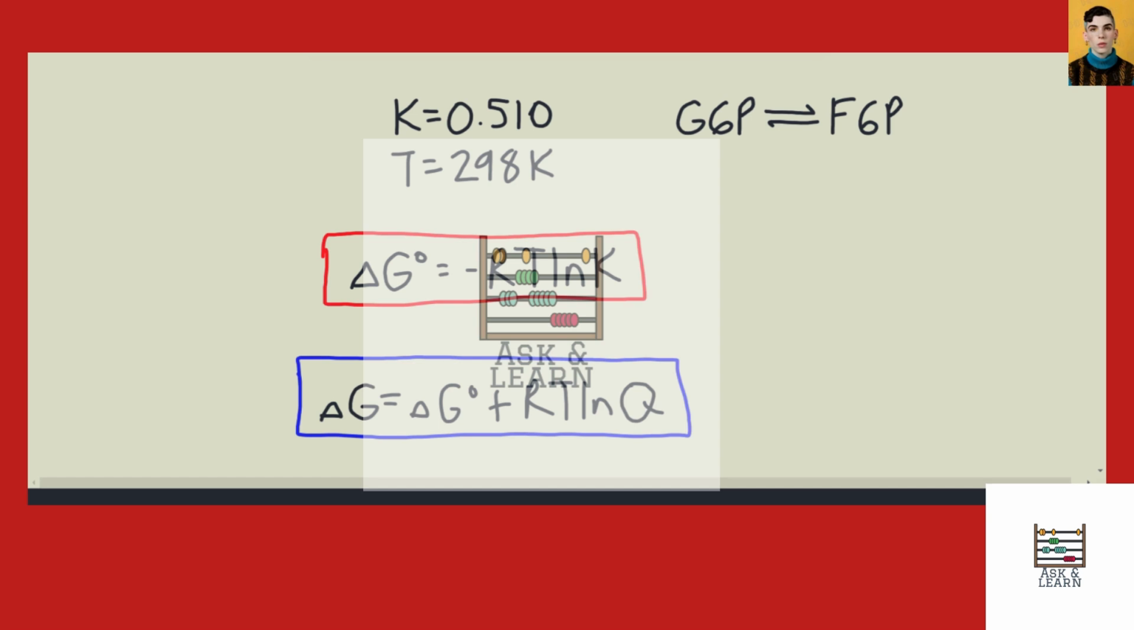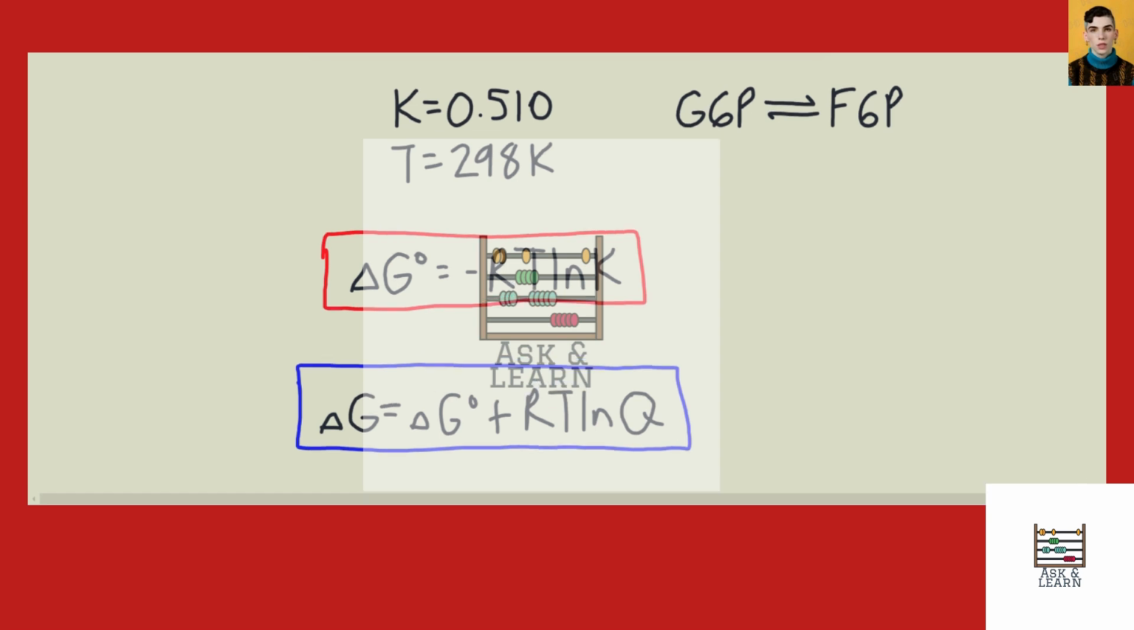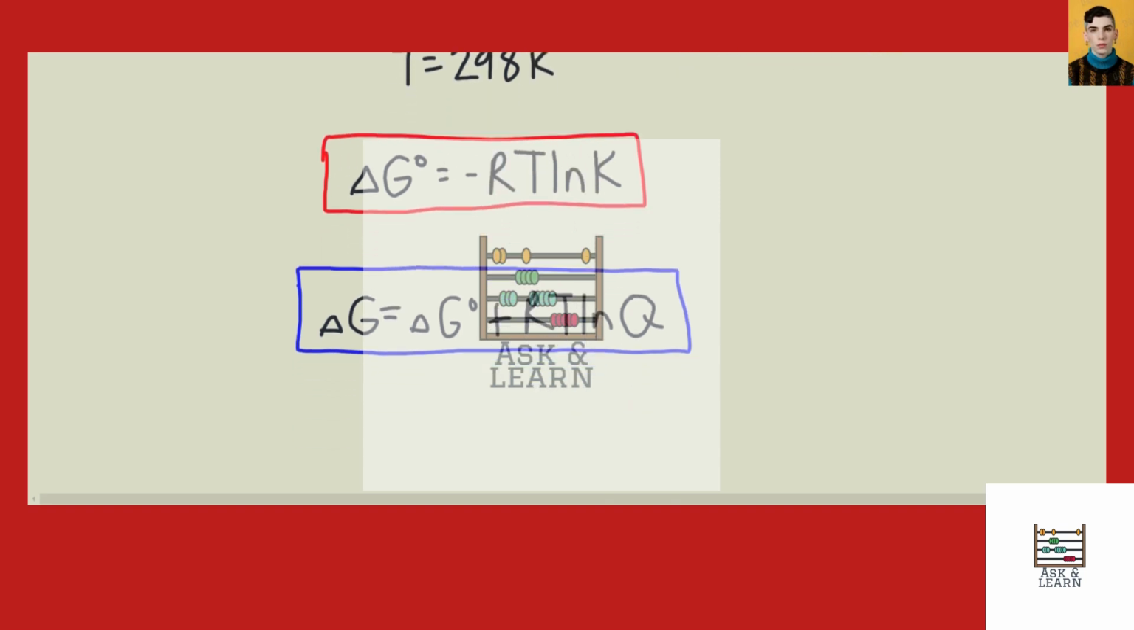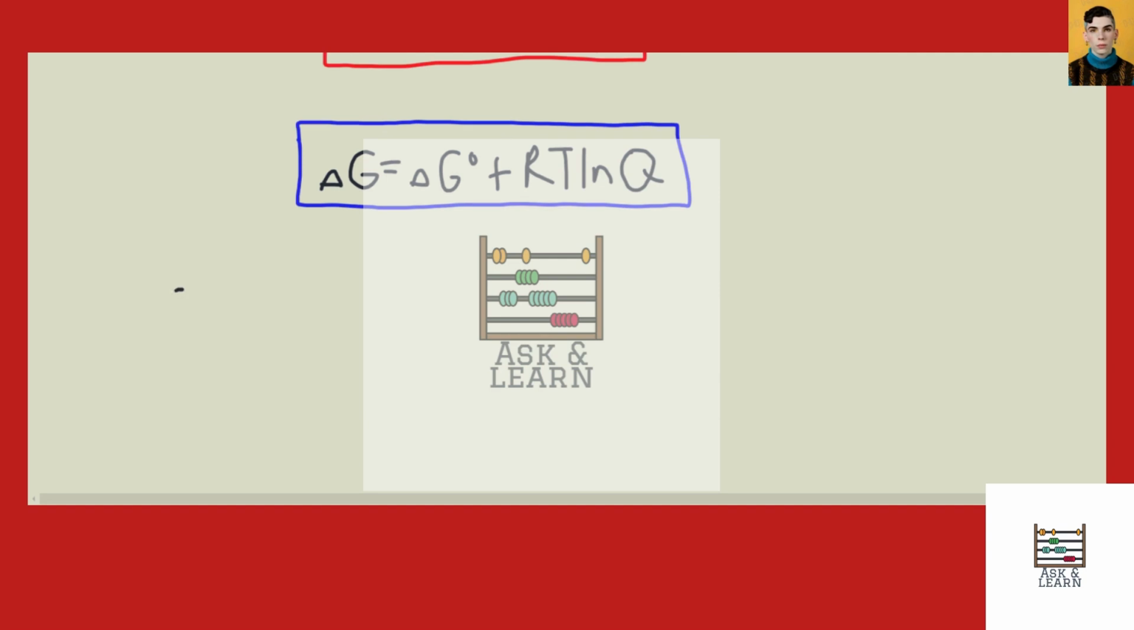We are given the equilibrium constant K for the isomerization of glucose 6-phosphate into fructose 6-phosphate. And we want to use this information to help us solve for the appropriate values that are required for parts A through D of this problem. And these two equations will be useful for us as we do that.